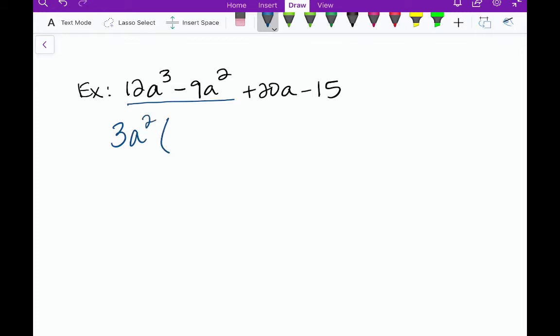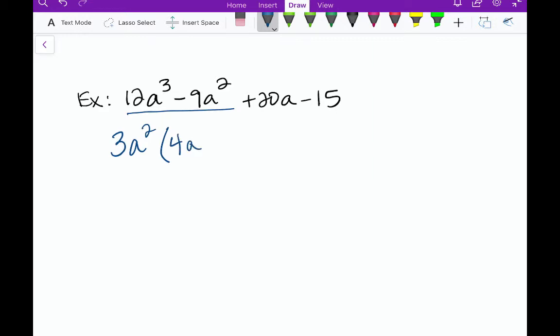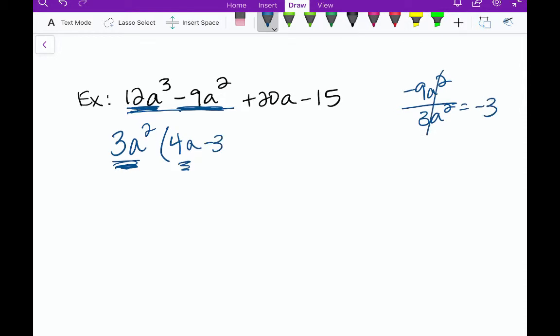So 12 divided by 3 is 4. A cubed divided by a squared is a. So what I'm doing here is I'm dividing this term by what I'm factoring out to get this answer here. So now I'm going to divide negative 9a squared by 3a squared. Negative 9 divided by 3 is negative 3. A squared divided by a squared is 1. So it's actually just a minus 3. Okay, so that's how you would factor those two terms.